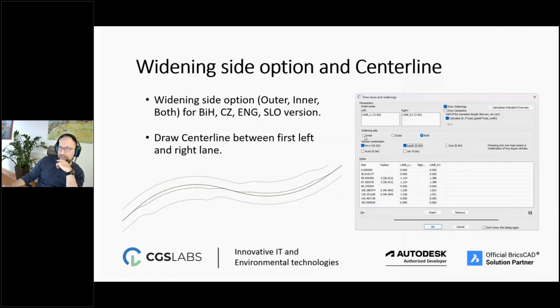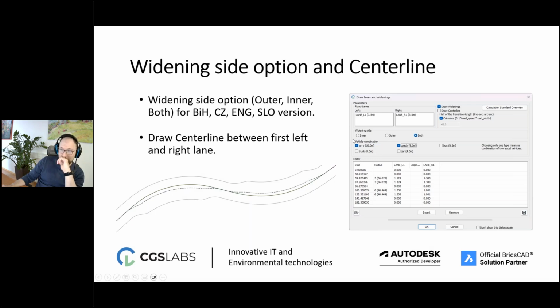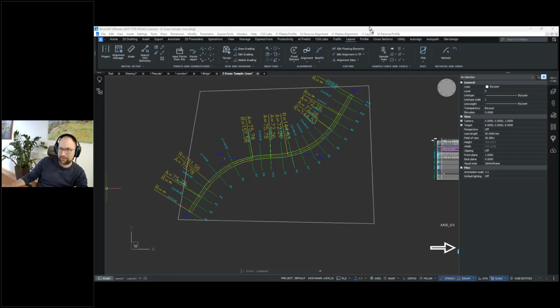Okay, then the next thing is the widening site option and centerline. So this is Plateia specific only. So we have added an option to choose the widening site, but only for some of the versions that we have. We have also added a draw centerline option, which draws the centerline between the first left lane and the first right lane, and this is available for all of the versions. So let's see it.